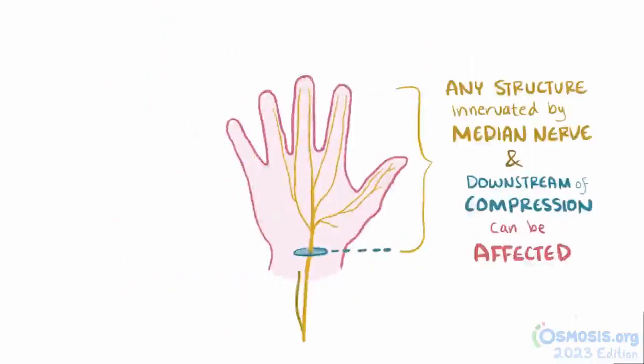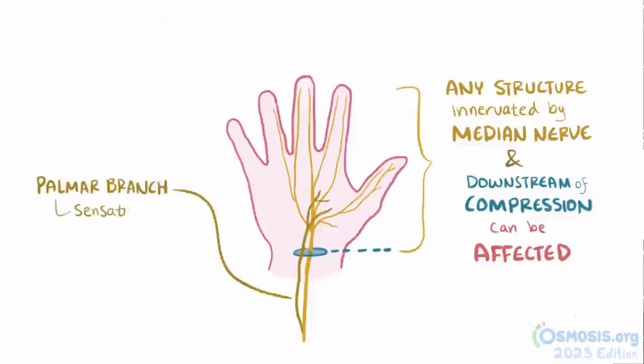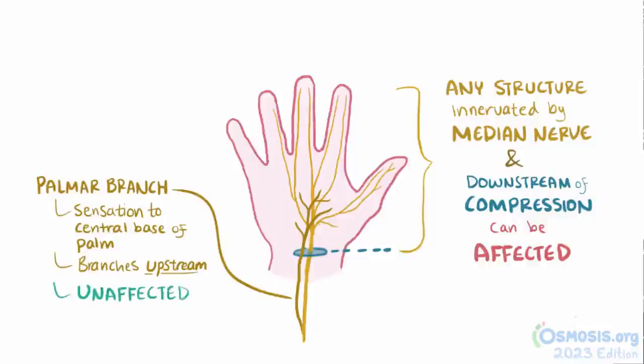Interestingly, a superficial sensory branch of the median nerve, called the palmar branch, provides sensation to the central base of the palm. Because this nerve branches upstream or proximal to the carpal tunnel and travels superficial to it, this nerve's not affected by carpal tunnel syndrome. And this is also why there's no loss in sensation in the central palm of the hand.